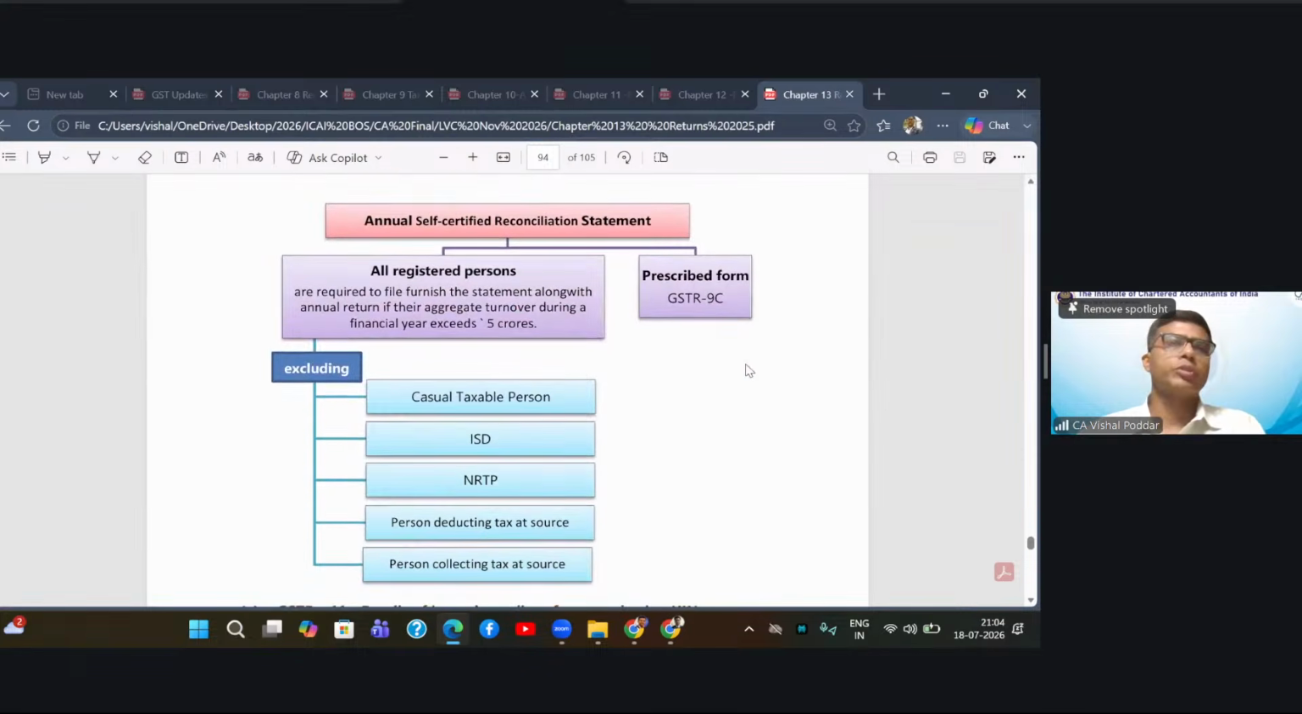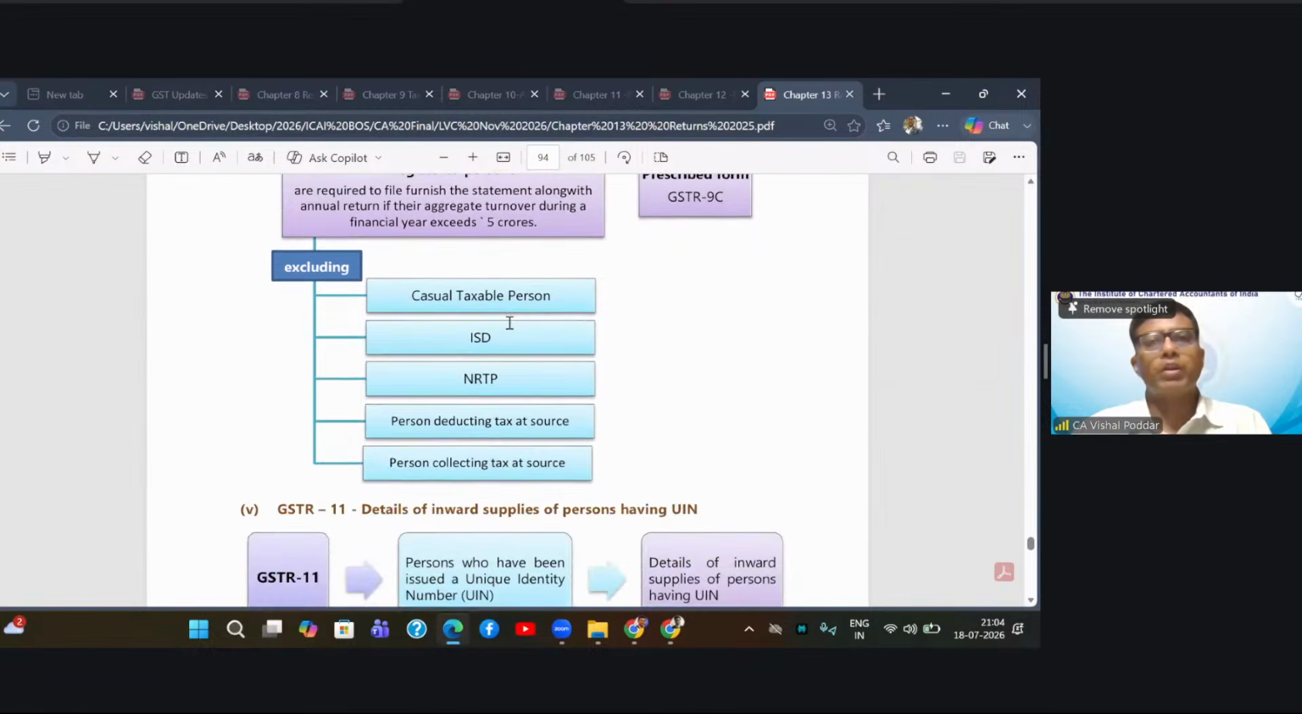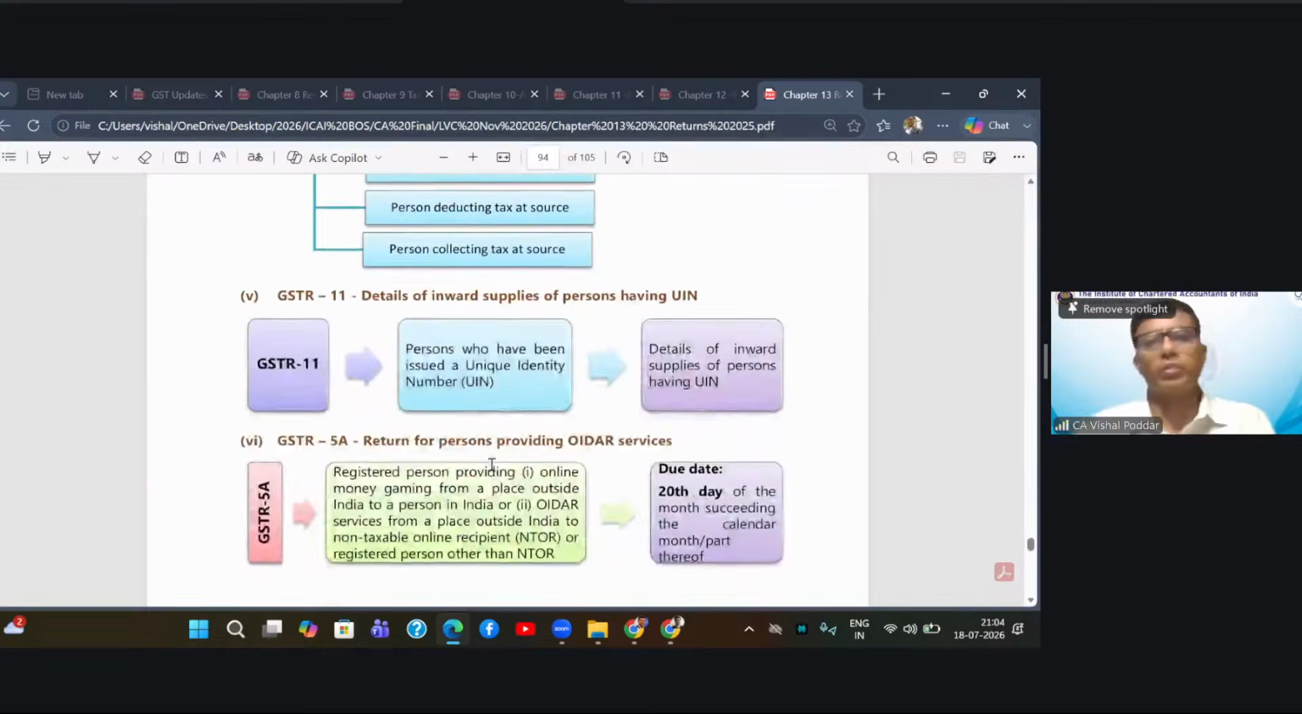And then finally comes your self-certified reconciliation statement. This is in form 9C. Again, this has to be filed by all taxpayers, but only if their aggregate turnover in the financial year exceeds 5 crores. This will not be filed by CTP, ISD, NRTP, and tax deductor or tax collector at source.